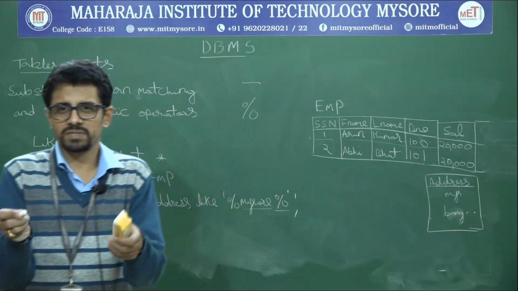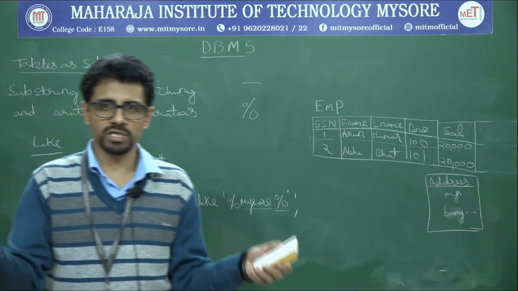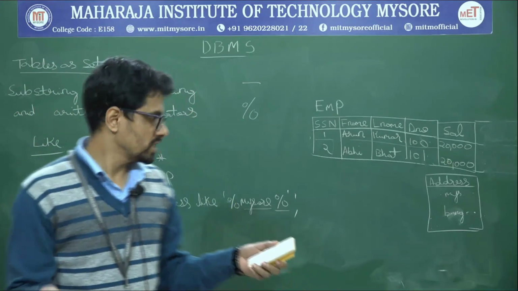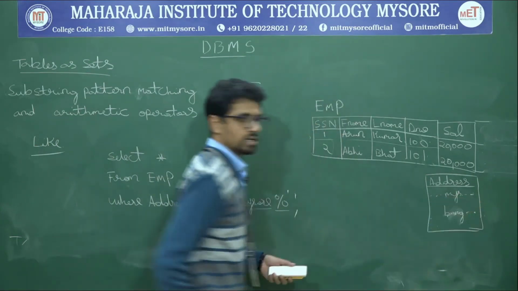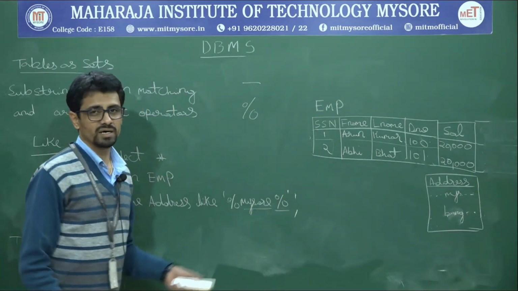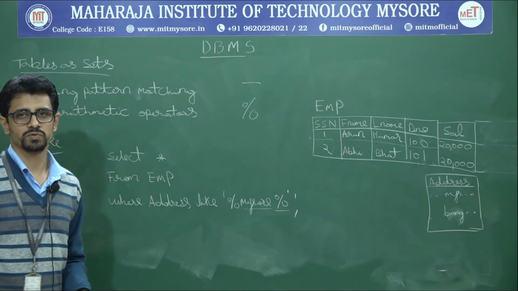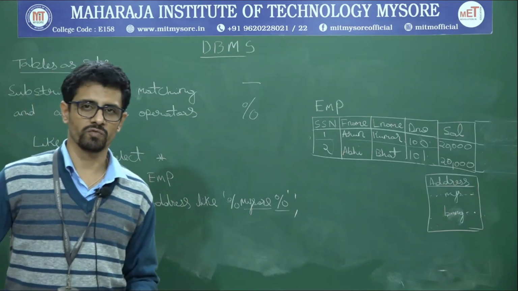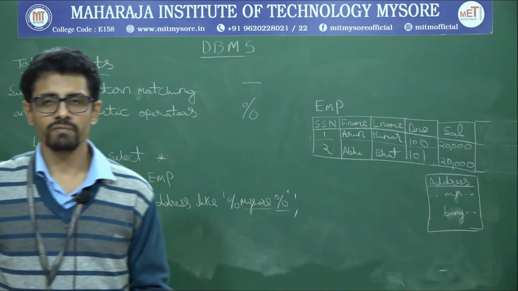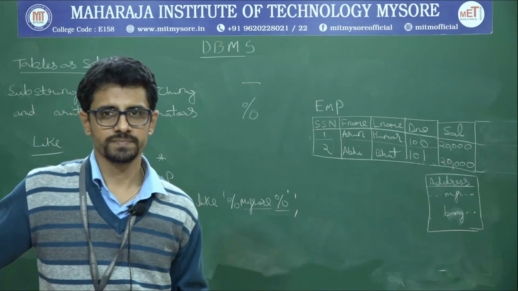If there is Mysore as a substring in a given address, the main string in the address attribute, as I have indicated with the dots here, then this is the substring pattern matching being used. So automatically all the employees who are working in Mysore, irrespective of area or door number, will be taken as an output for this.